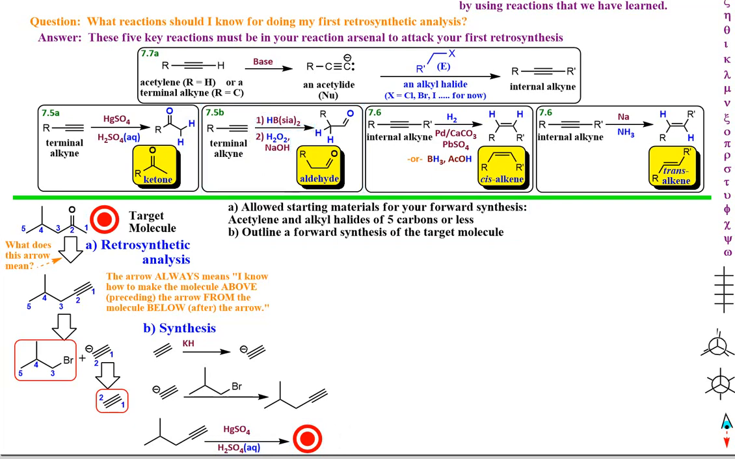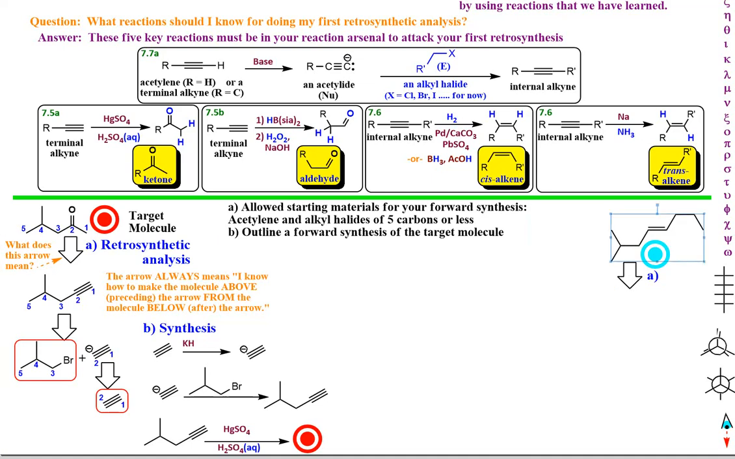Let's look at one more target molecule that exploits one of these two reactions before we call this video quits. I have another target over here. It's a trans alkene. On the test, it would most likely be drawn like this. I really have not changed anything.